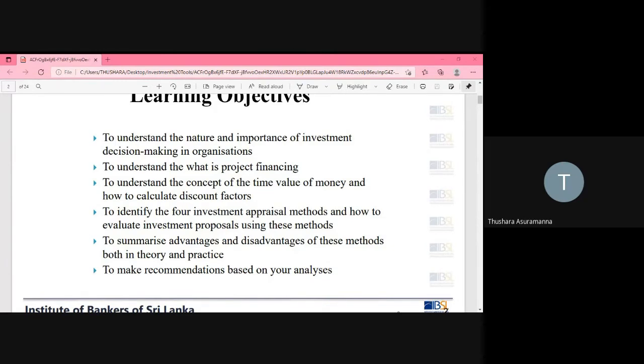Now we are moving to a new area, new session, right? This is about investment tools in project financing. So far we have been doing different subject areas, right? That maybe talks about supporting tools in terms of evaluating a project, right?